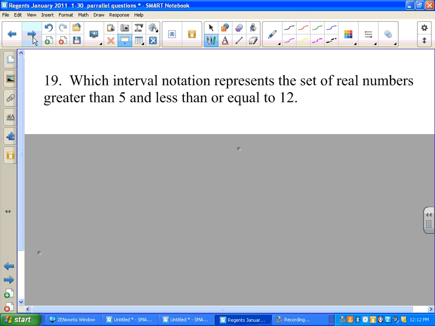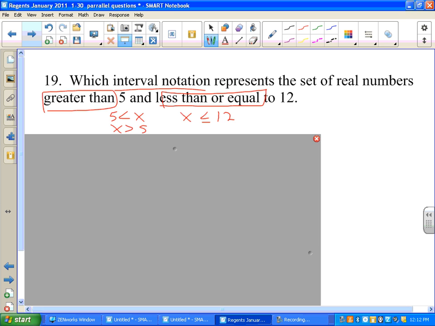Number 19. Which interval notation represents the set of real numbers that are greater than 5, less than or equal to 12? Okay, let me see. My number has to be greater than 5. Okay, well that looks like 5 is less than x. Let's write it. My number is greater than 5. Less than or equal to 12. So my number has to be less than or equal to 12.